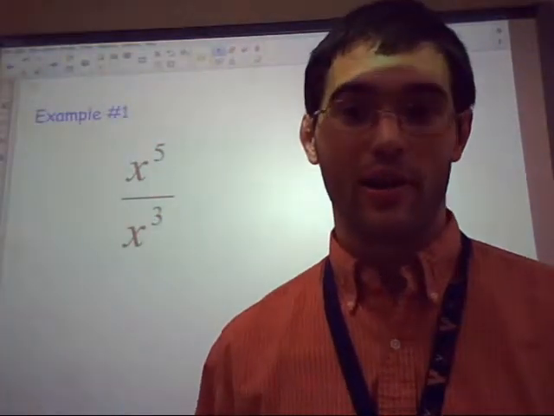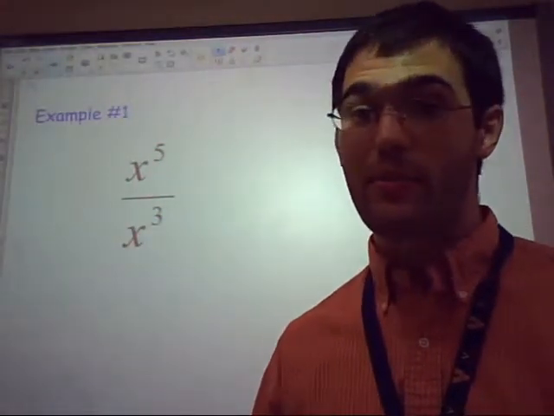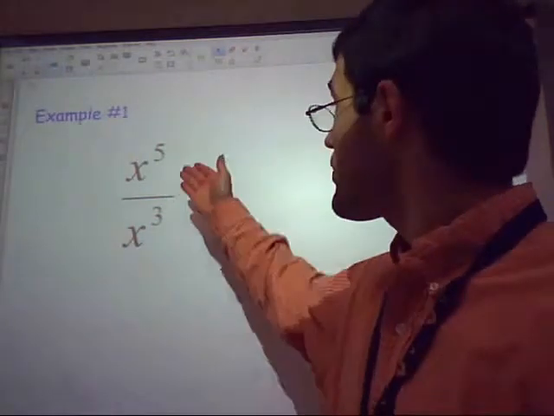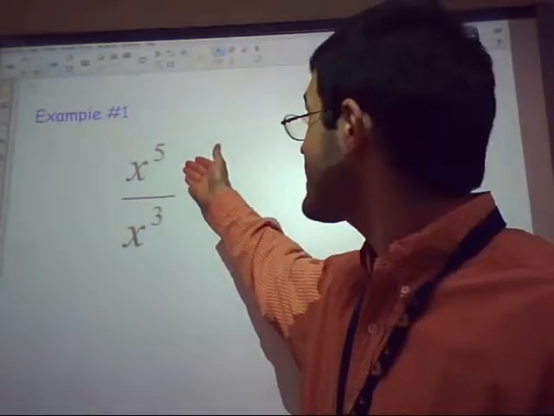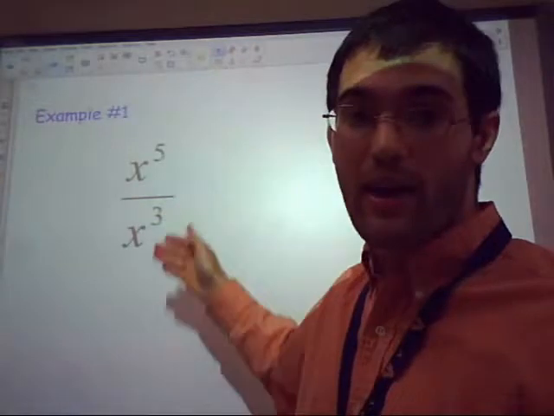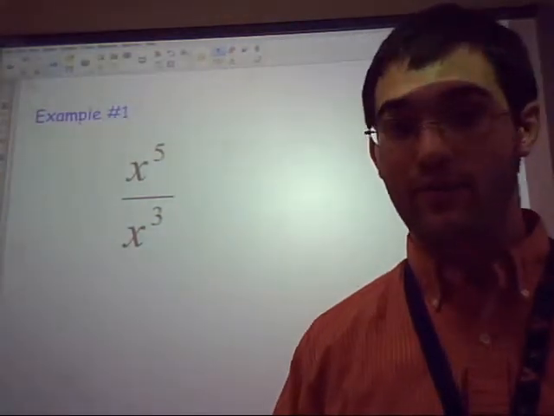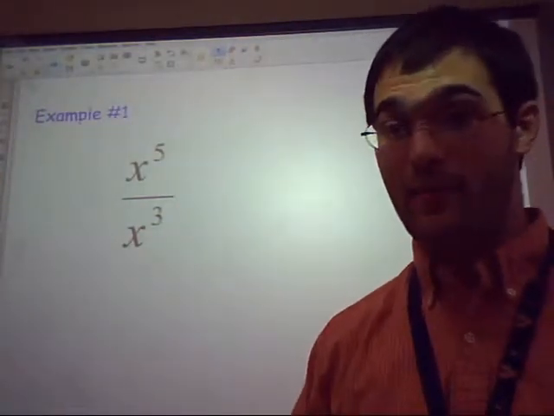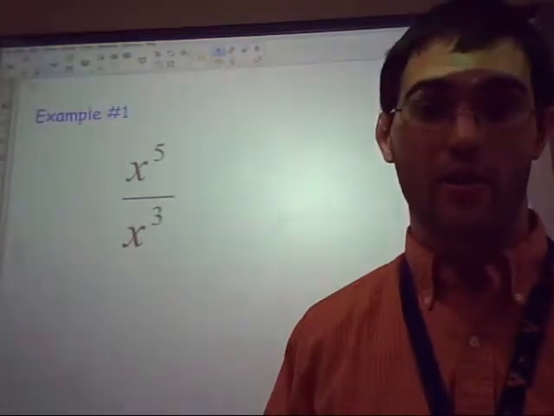Okay, so we're continuing to look at our exponent rules. Now we're going to be looking at some division problems. So the first example we have here says x to the power of 5 divided by x to the power of 3. So let's figure out what the rule is again by first breaking down our terms.